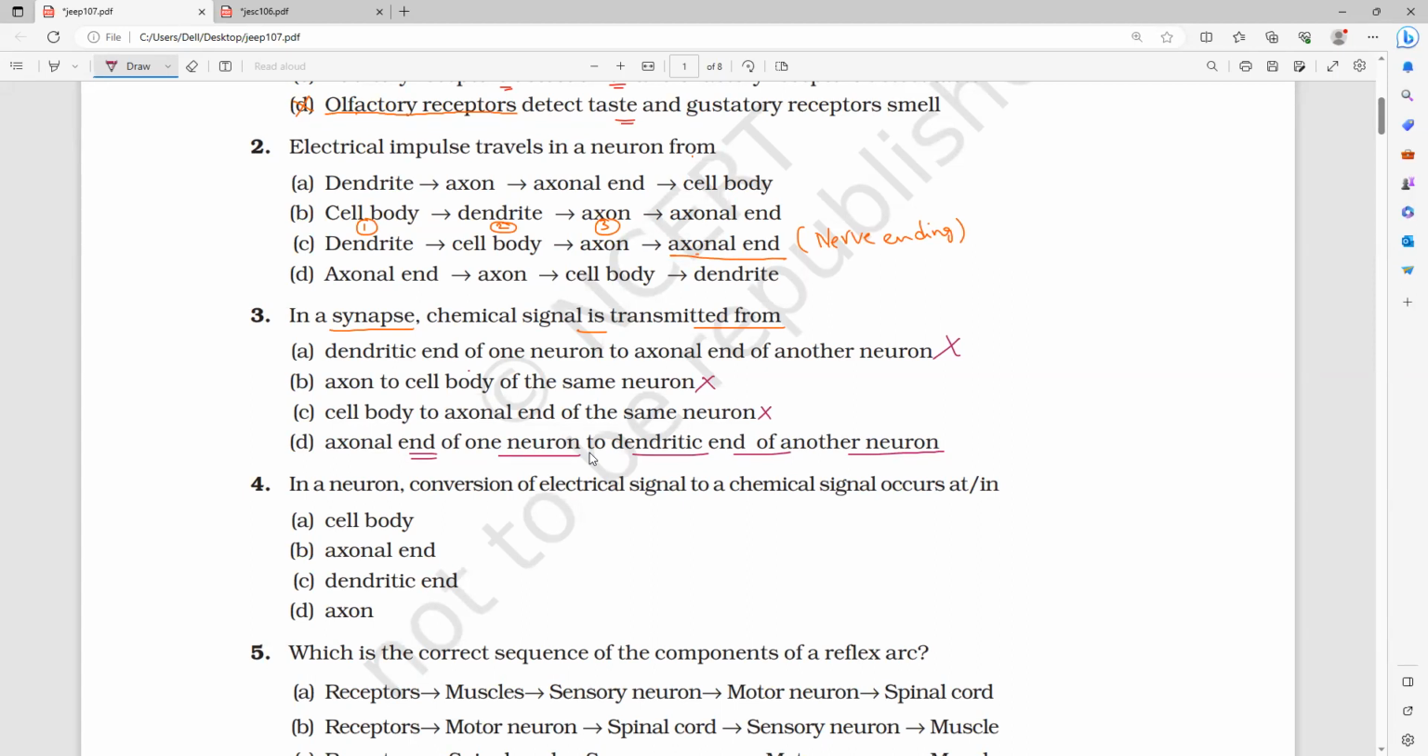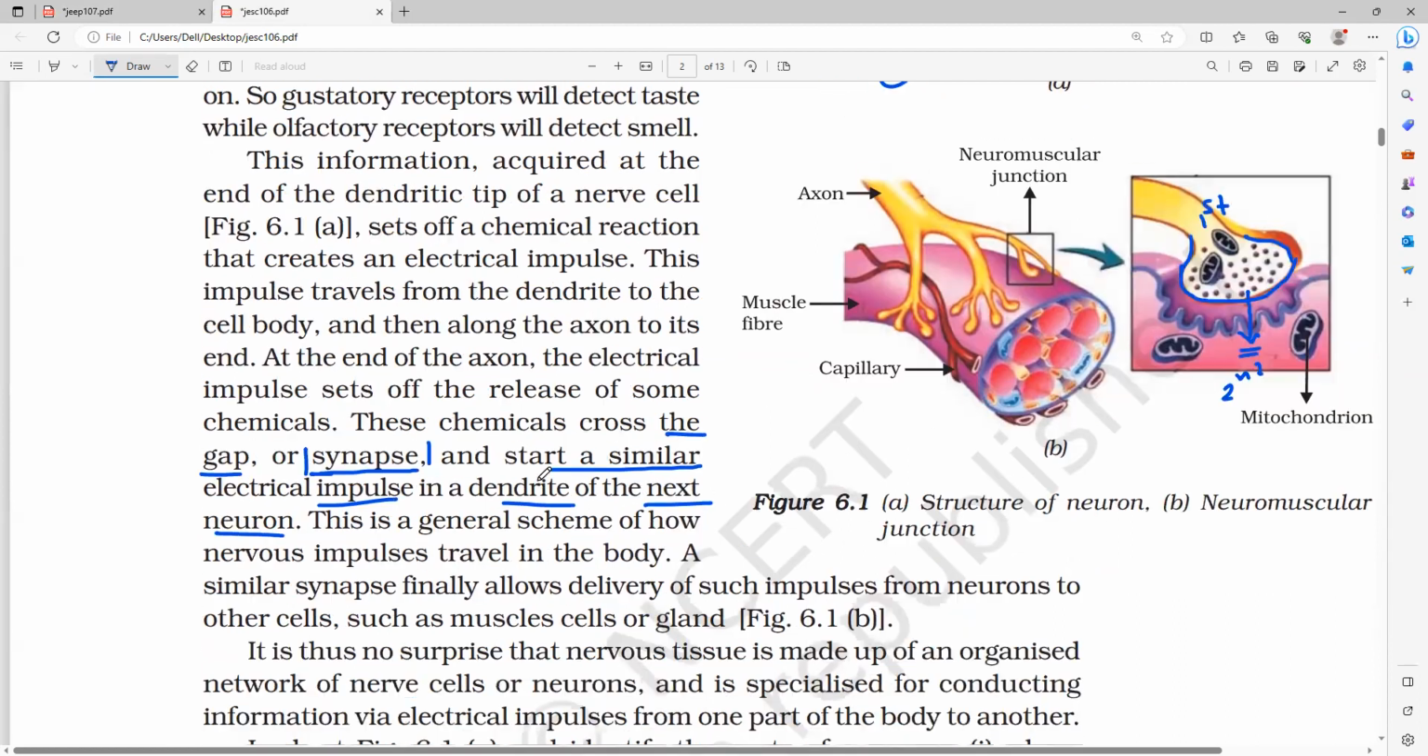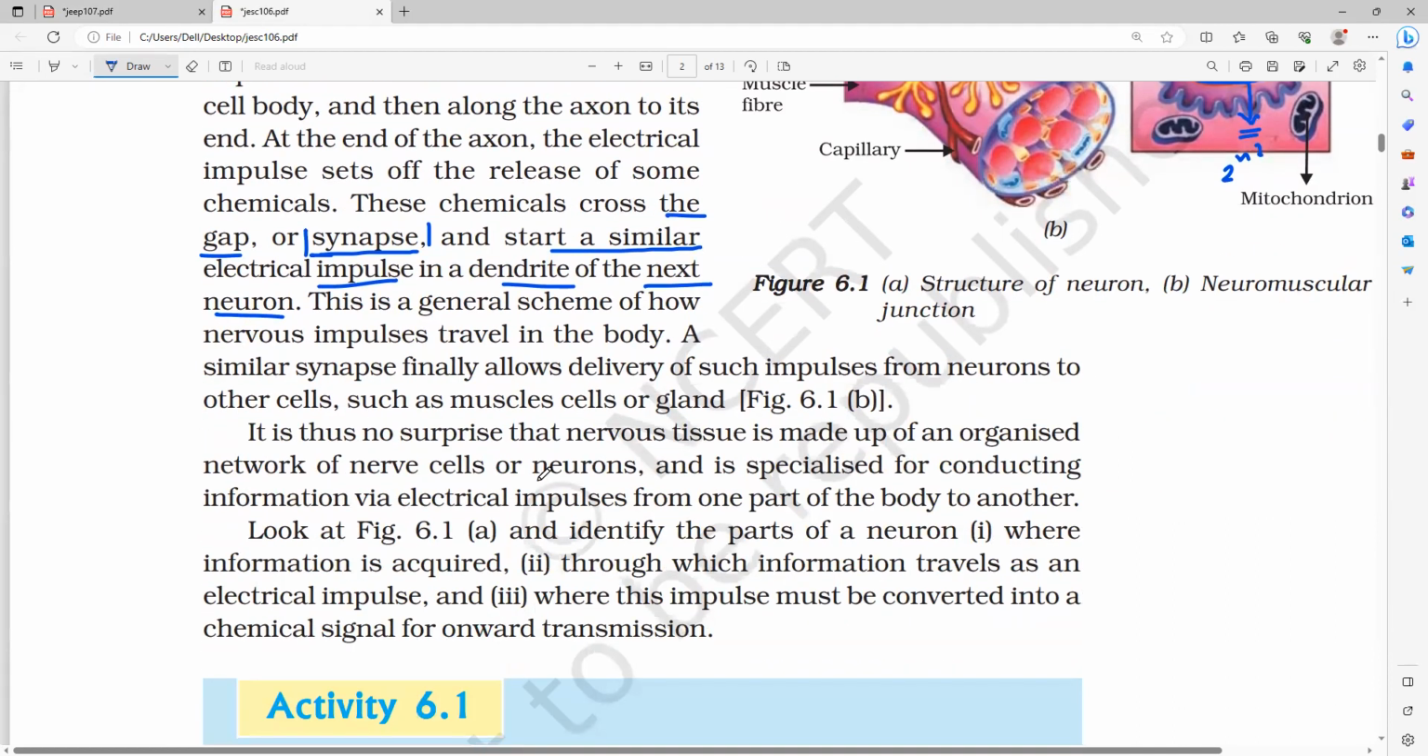Yes, so that is it. Axonal end means nerve ending. So the nerve ending of one neuron, the first neuron, and the dendrite ending of the second neuron. This is the first neuron and this is the second neuron. That is what we call neurotransmission. That image also I have given you, the big image. Am I right, everybody?